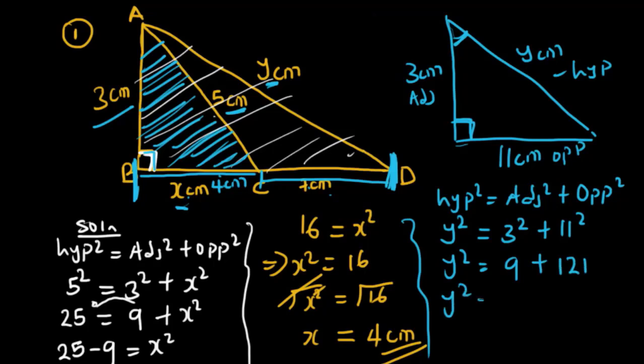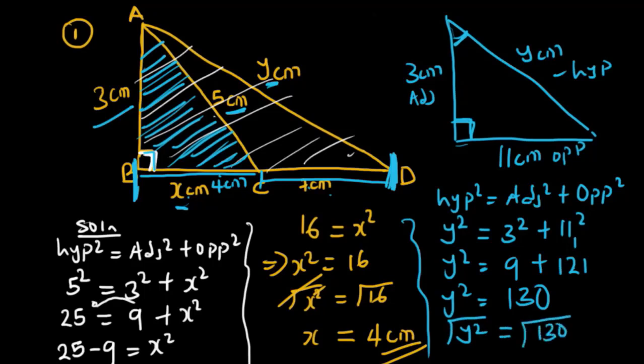So y square equals 9 plus 121, which should give us 9 plus 1 is 10, 0 carry 1, 1 plus 2 is 3. So I have 130. But I'm told to find y. So to find y, I find the square root of both sides. So we should be having square root of y squared equals square root of 130.